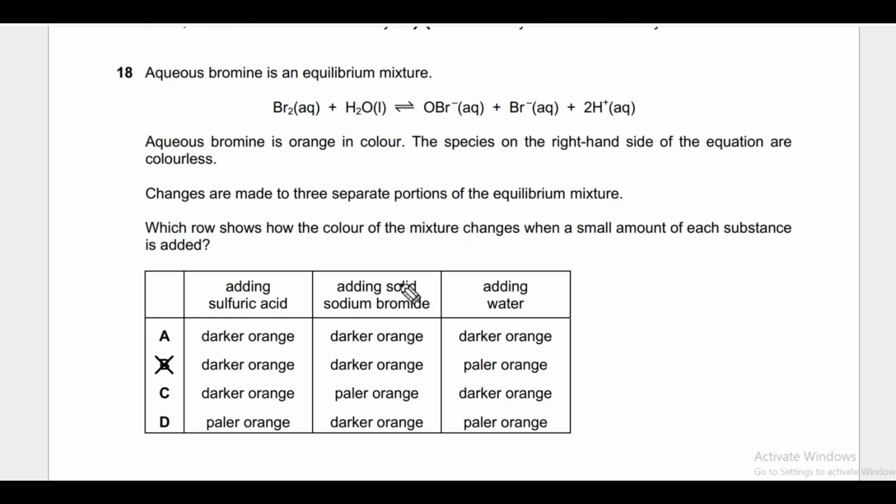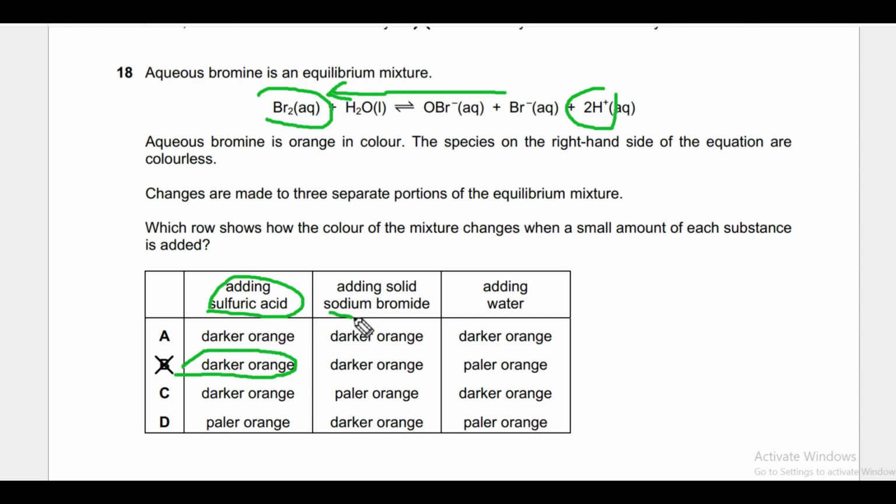So you see, this is an equilibrium. Adding sulfuric acid: if you add sulfuric acid, hydrogen ion will increase. So the equilibrium will go from right to left. More orange color will be produced. So the answer is darker orange, meaning more orange.